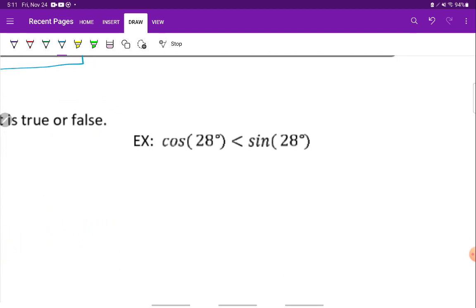So I think I'll turn cosine into sine. Remember, to turn it into the cofunction, which is going to be sine, we need the complementary argument. So we're going to do 90 minus 28. This is a 62.